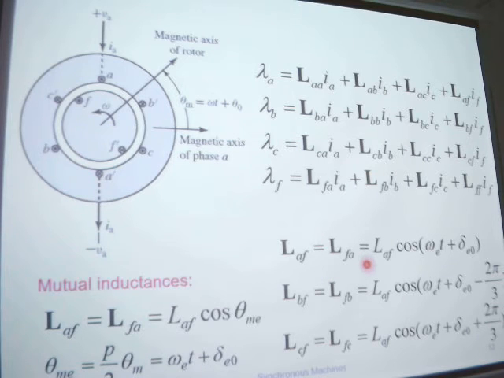So it uses these three equations. There are 120 degrees between them. This is minus, this plus. So using this equation, we can calculate the mutual inductances between the stator and the rotor. So now we can calculate every parameter in these equations.